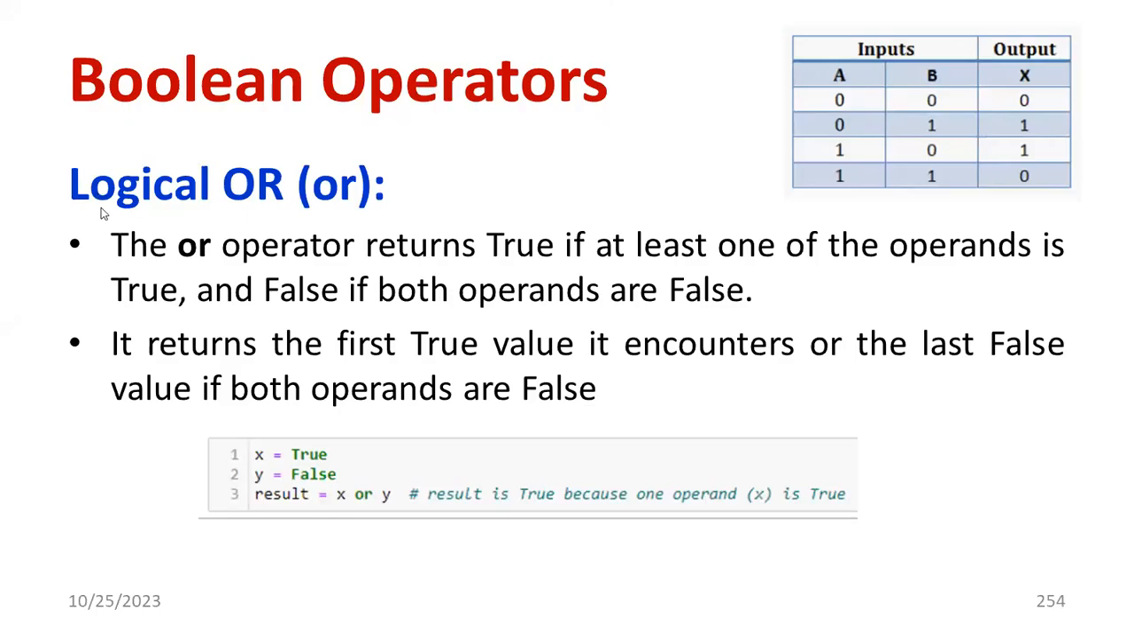Now we will see about logical OR. The OR operator returns true if at least one of the operands is true, and false if both operands are false. This truth table gives the operation of the OR gate or OR operator. You can see that if both the inputs are false, the output is false only. If any one of the inputs is true, obviously the output is true only.